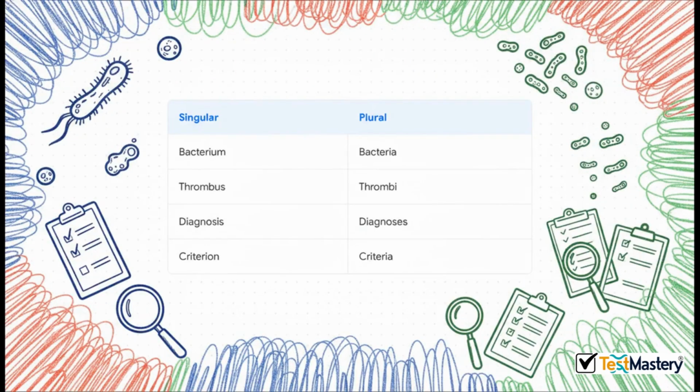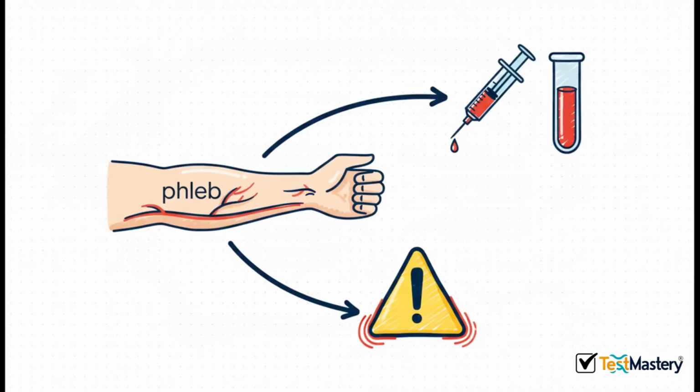You have got to be careful with plurals. This might seem like a tiny grammar thing, but on a lab report, reading bacterium, just one, when the paper says bacteria, a whole bunch of them, completely changes the story about a patient's infection. And this right here is a perfect example of why context is everything.